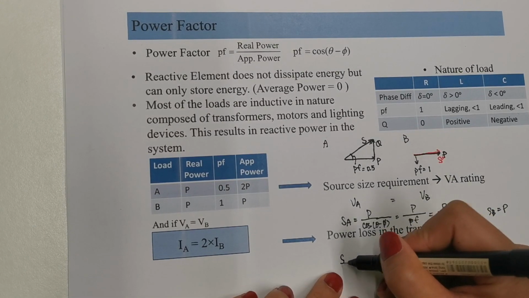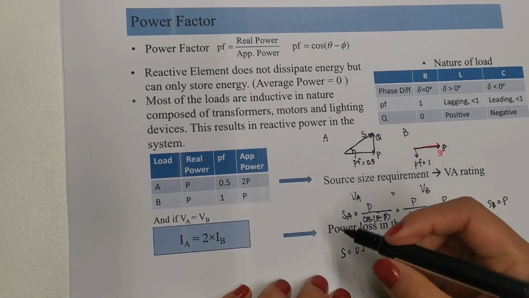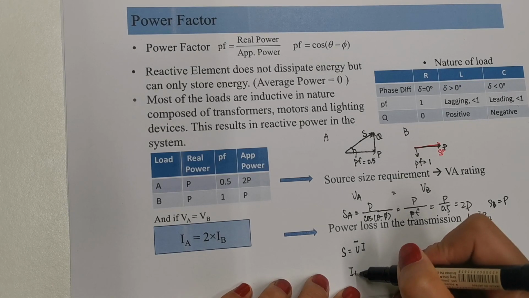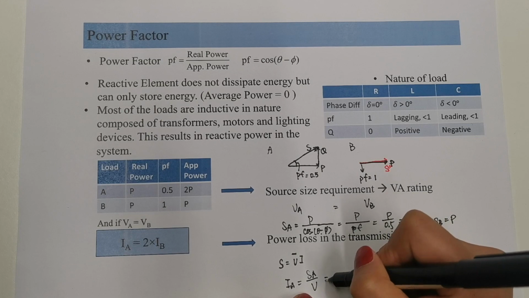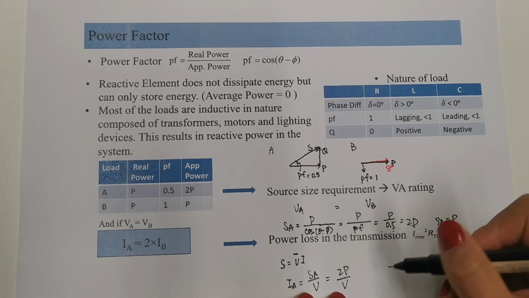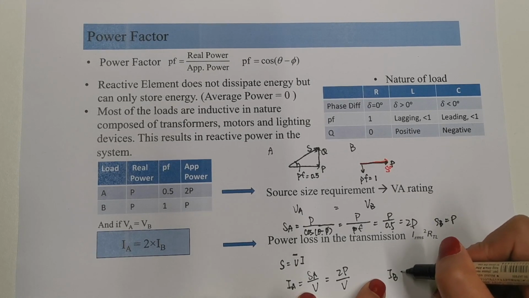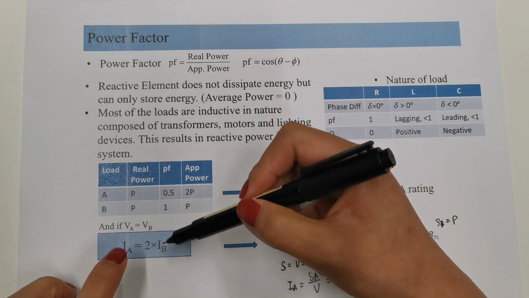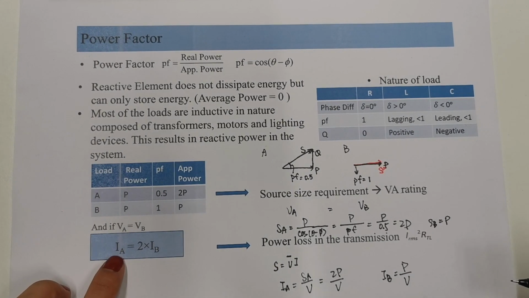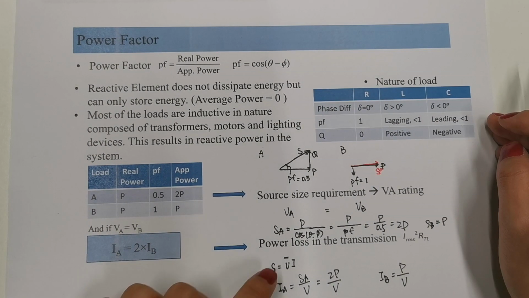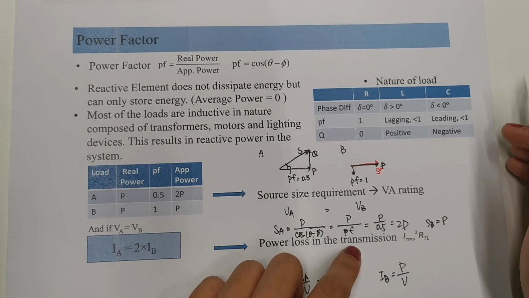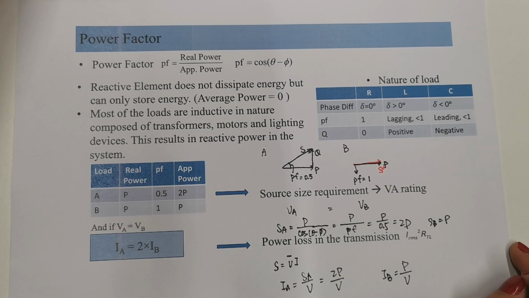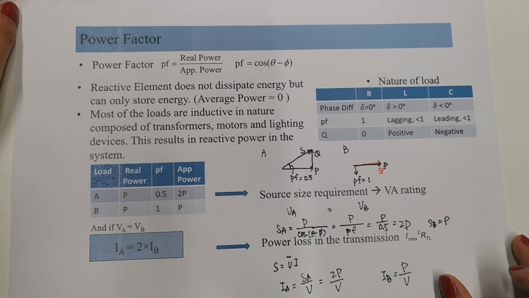We know that S equals V times I, and if we have the same amount of S, for system A we get I_A divided by I_B is 2P divided by V, and I_B is P divided by V, which means our current in system A is two times that of system B. That means the power loss in system A is 4 times more than system B.